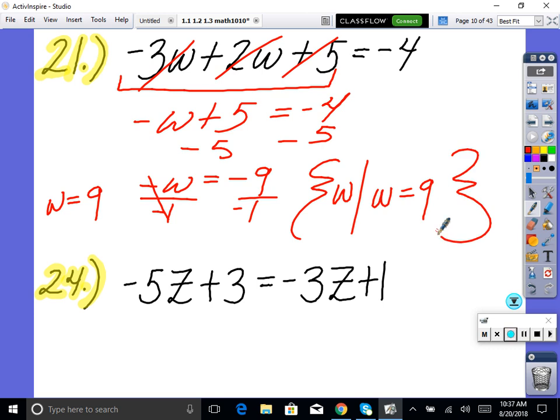I know. Easy, right? That's the hardest part of the whole question. The hardest part is finding the answer, right? They look weird.